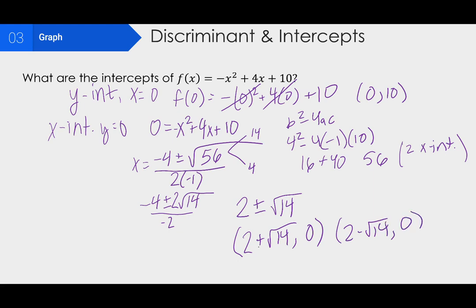If we put those in the calculator, just because it will help us graph them later, 2 minus the square root of 14 is negative 1.742, just rounding to the thousandths place, and this one's going to be 5.742. So those will come back later. We're going to try to graph this once we can figure out the vertex. So let's talk about how to find a vertex.